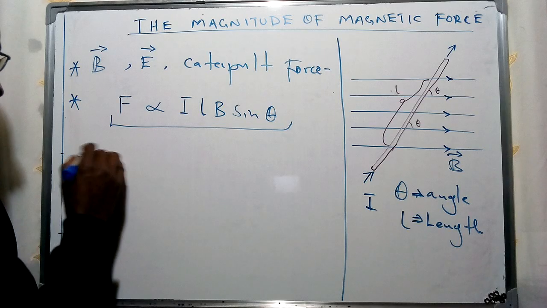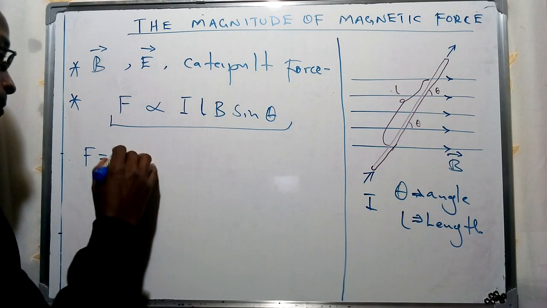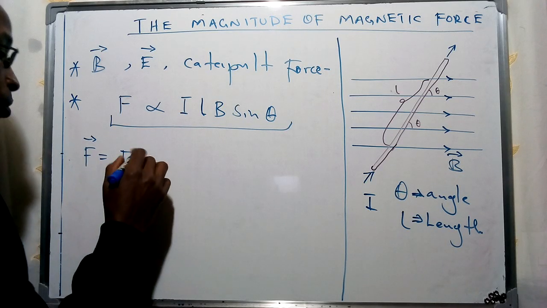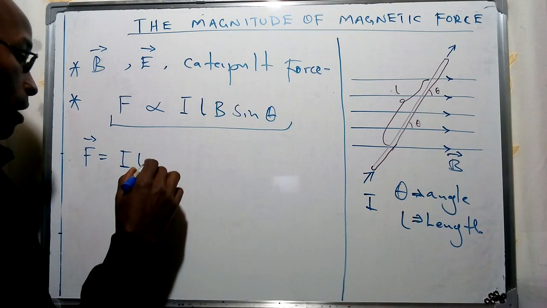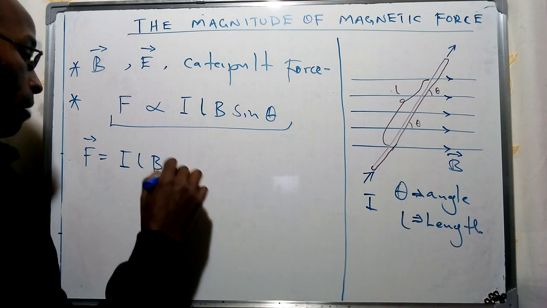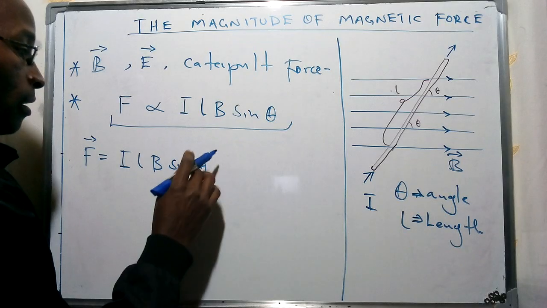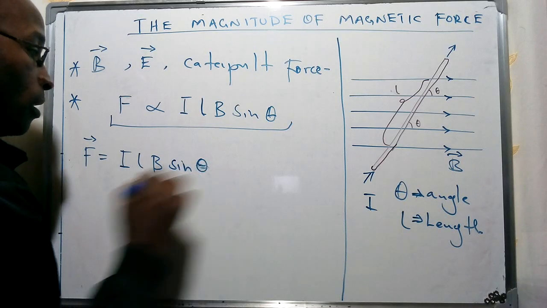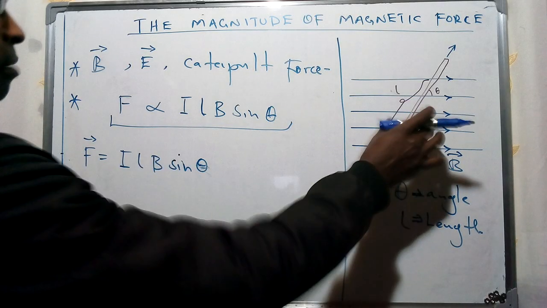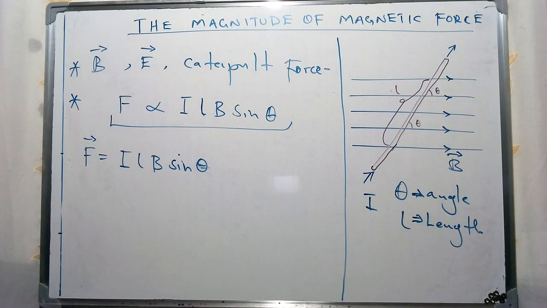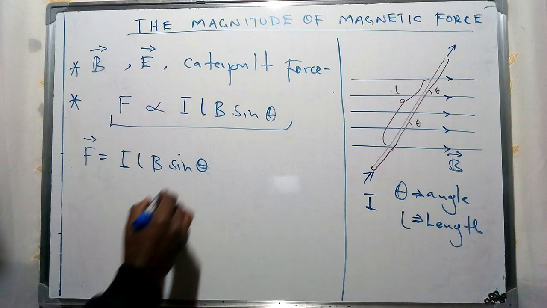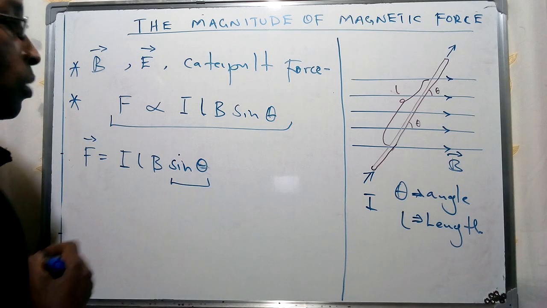Therefore, we shall have this equation given in terms of F, which is a force, equivalent to the product of the current, the length of the conductor, the magnetic field, and the sine of the angle theta, the angle between this magnetic field and the conductor. This is going to give us as such.